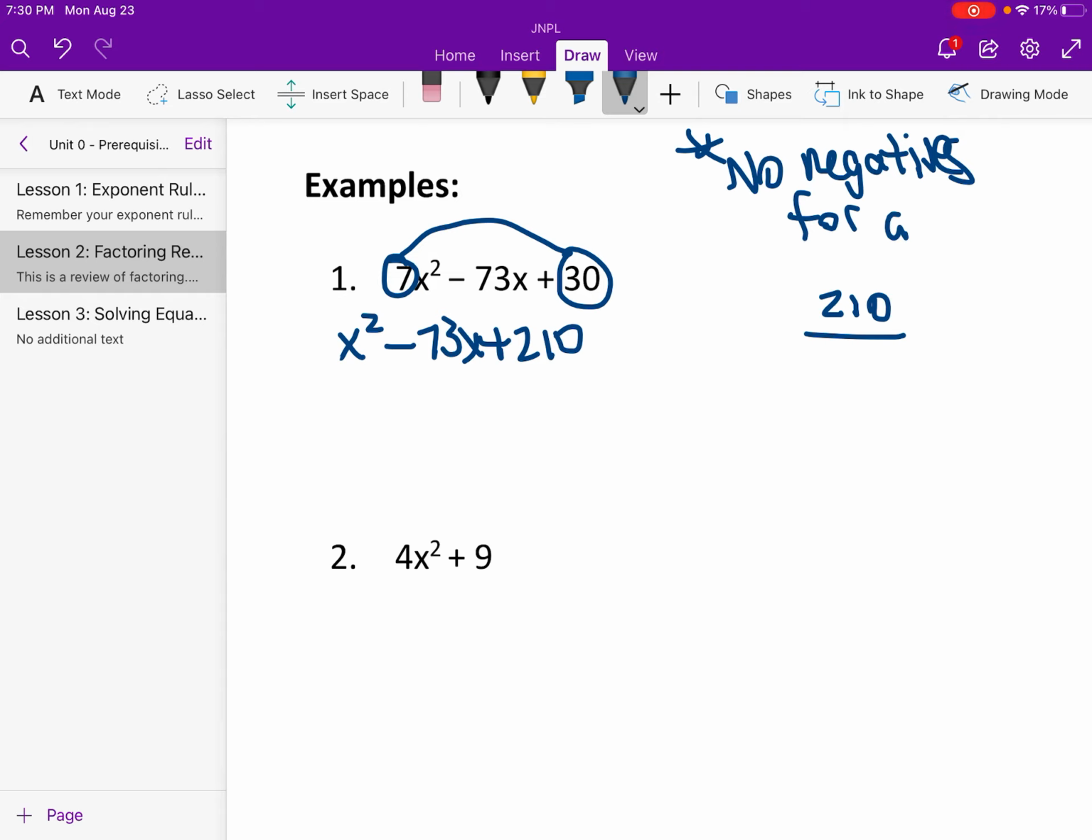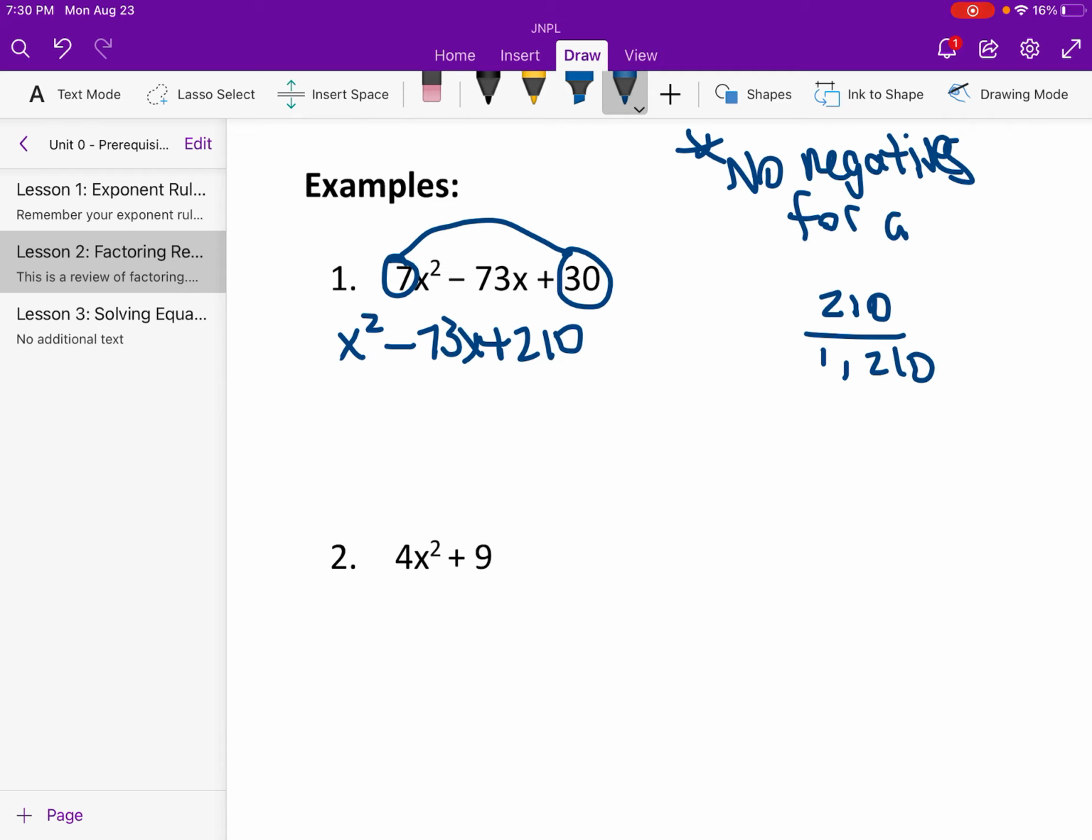There's also 3 times 70. So what you can pretty much do in this situation, you just find all the factors of 210. So start out with 1 and 210. Those things multiply to equal 210, we know that, but do they add to equal negative 73? No.